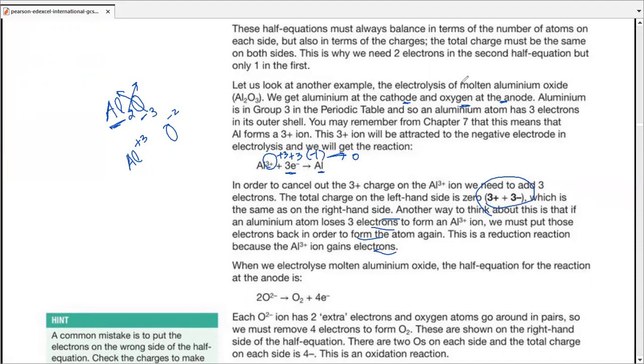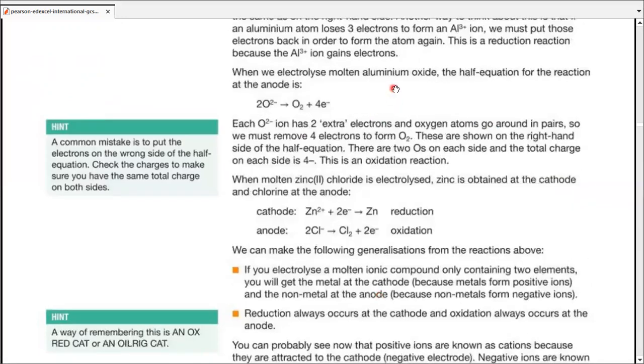If we look at the anode, it's a little tricky, but we did that equation yesterday. So I hope you understand that 2 oxide ions are going to give out 4 electrons as a part of oxidation. Losing the electrons will give us molecular oxygen as a neutral species in the product. Since each oxide ion has 2 extra electrons and oxygen goes around in pairs, we must remove 4 electrons to form an oxygen molecule. So that's how it works.